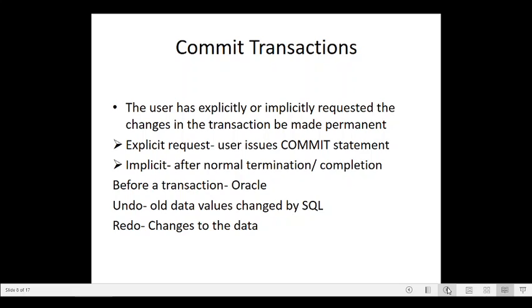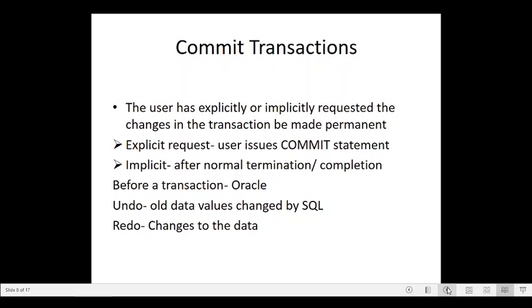Now, there is rollback of a transaction, which means undoing the changes. We talked about committing a transaction, where we are making the changes as requested by the user. Now we are talking about undoing any changes to the data which have been performed by structured query language.